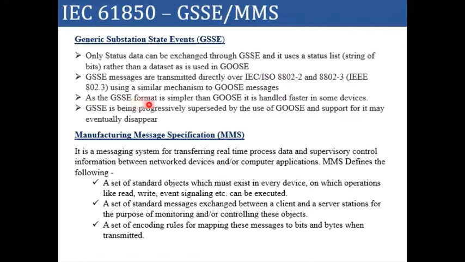Now as GSSE is a simpler format when you compare it with GOOSE, GSSE is handled faster in some of the devices. But GSSE is being progressively suppressed by the use of GOOSE, because GSSE supports only the status information, while GOOSE can handle various values other than the status. So because of the extensive use of GOOSE, GSSE is not commonly used in the IEDs.